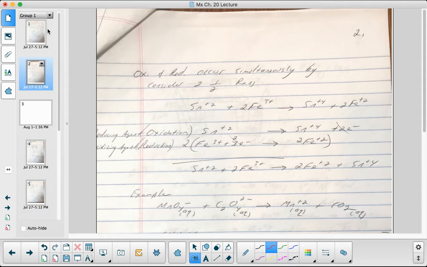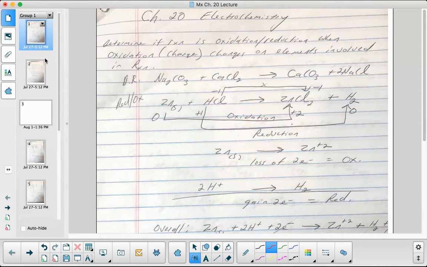Okay, this is chapter 20 on electrochemistry. There's a few things that we'll talk about here, and we'll eventually come back around to what we talked about in chapter 19 on spontaneous reactions and how it relates to electrochemistry. So one of the things we need to know about is what an oxidation reduction reaction is.